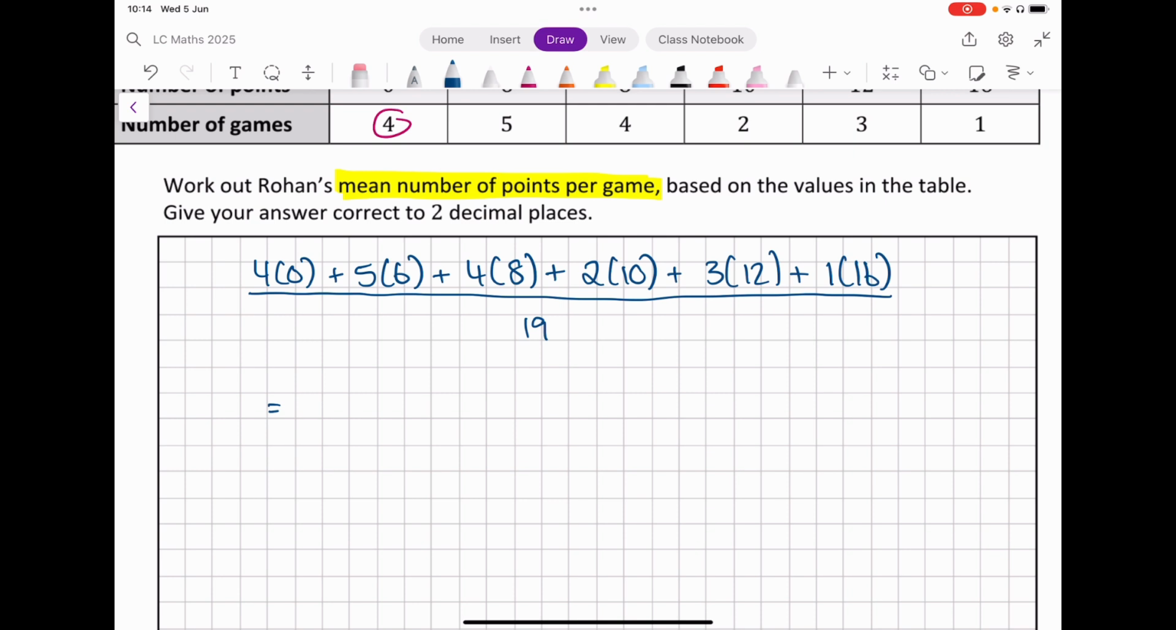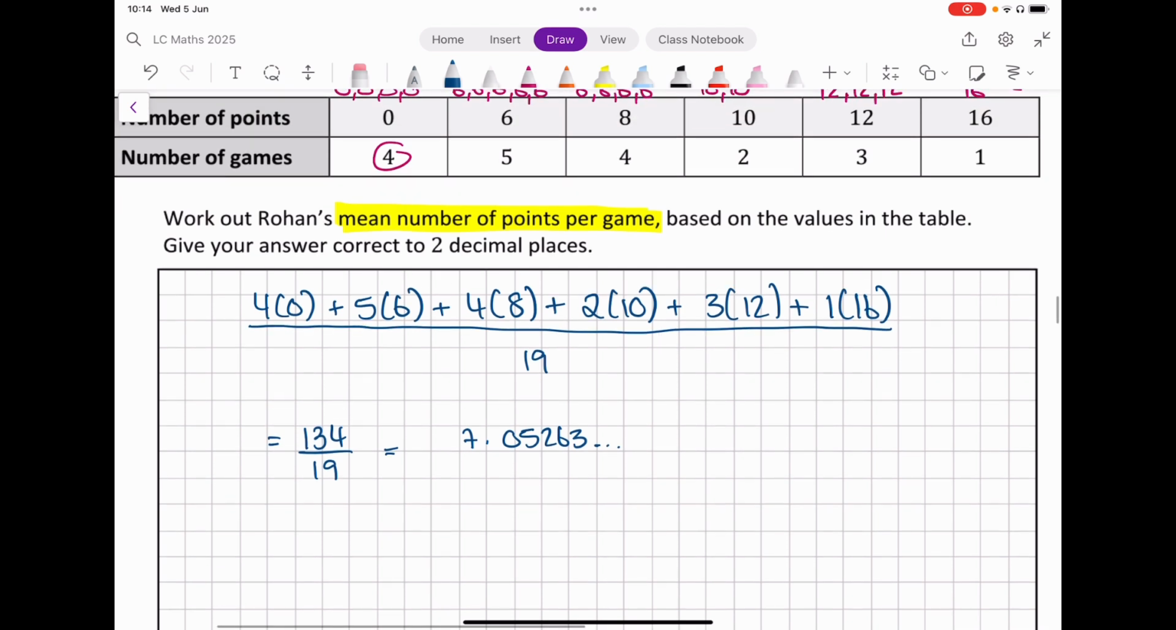So we have got then on top 134 all over 19, which gives me in and around 7.05263. And then it wants it to give it to me in 2 decimal places. So I round to 2 decimal places. So the mean in this case is going to be 7.05. And put in the unit, points scored.